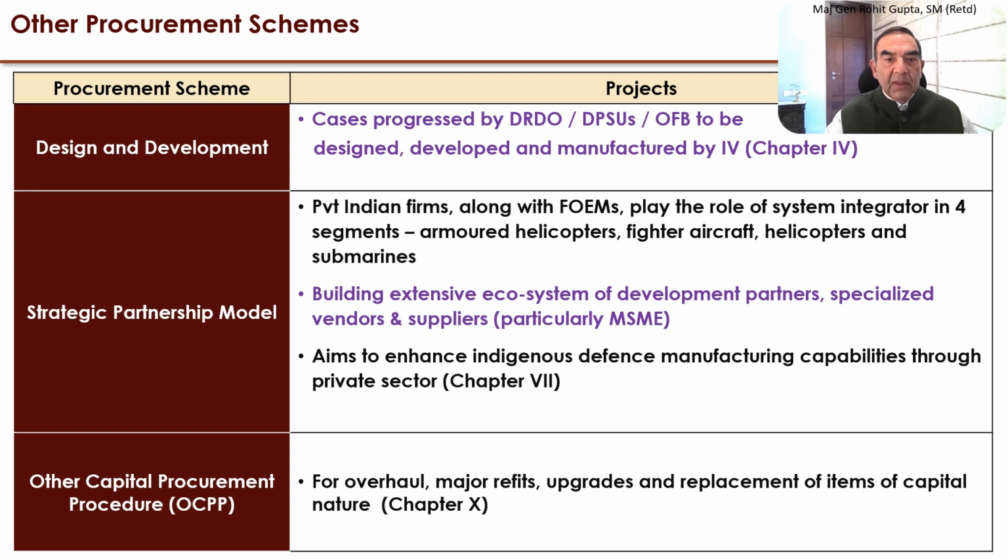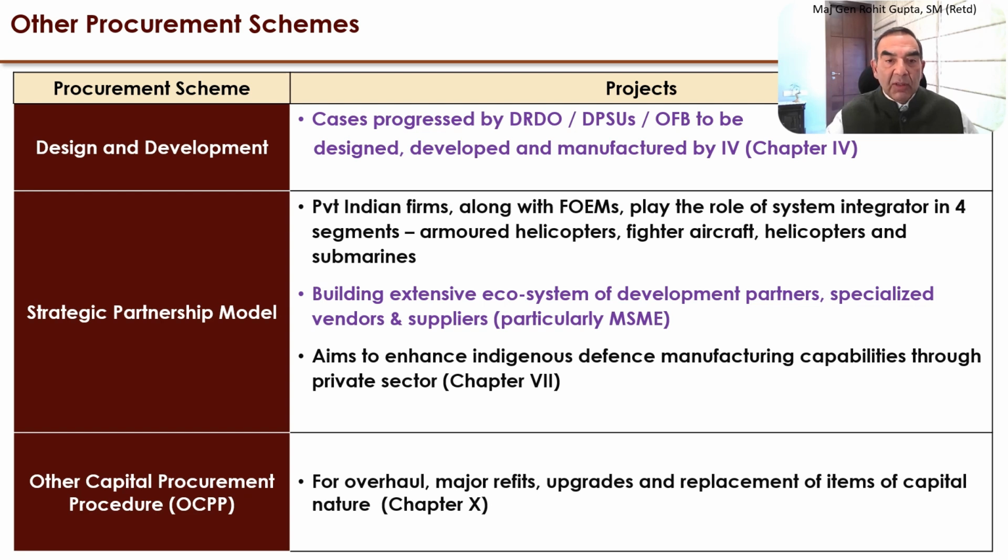Now, what are these other procurement schemes? First is the design and development. These are basically cases progressed by DRDO, DPSUs, Ordnance Factory Board, to be designed, developed, and manufactured by an Indian vendor. A deep dive of this will be done in Chapter 4 when I cover it.